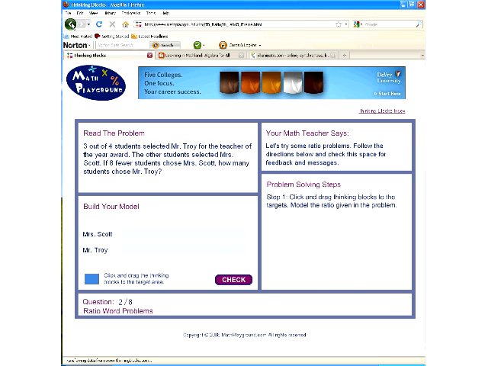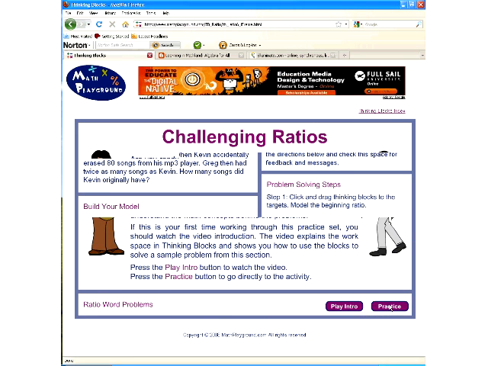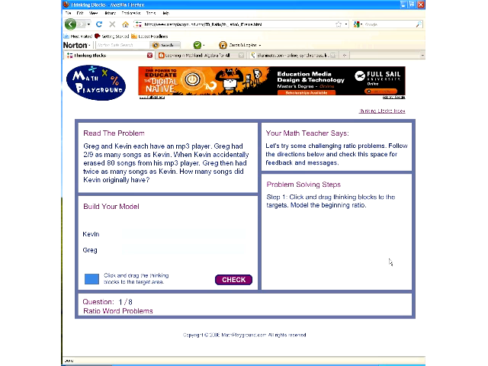The questions get pretty complex that take us back to the index, but let's take a look at an advanced problem in the ratio section.